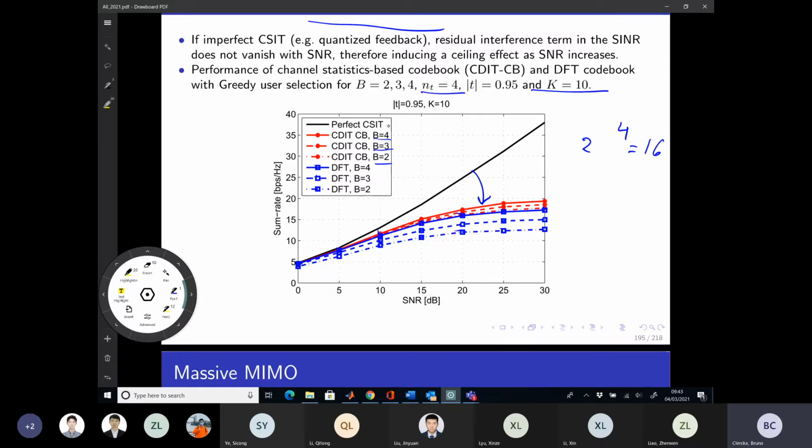So the problem is that as you increase B, you increase the overhead on the feedback. You have a system where you perform downlink multi-user transmission, but on the uplink, all those users have to report information back to the transmitter, and the overhead is proportional to B. So as you increase B, you consume resources on the uplink for channel state information feedback instead of using this for actual data transmission. And this is a problem. The problem is getting worse and worse as you increase NT.